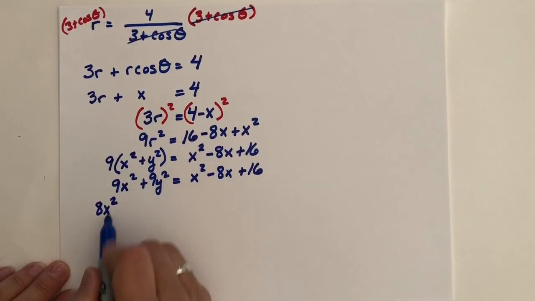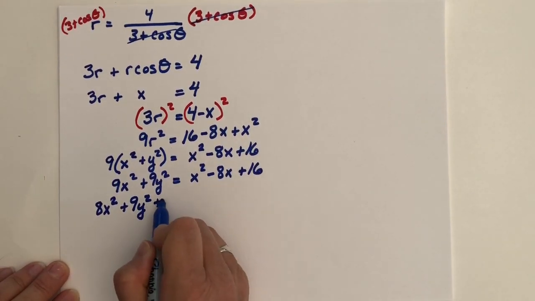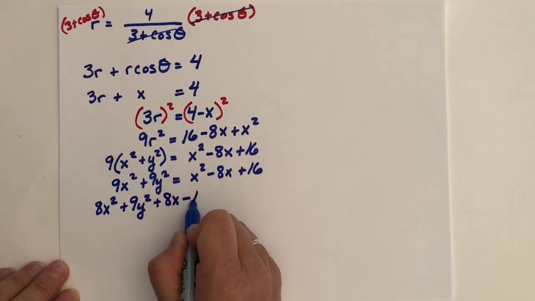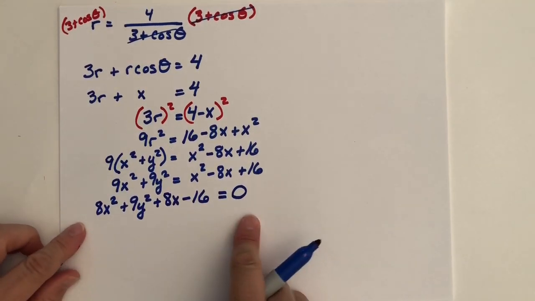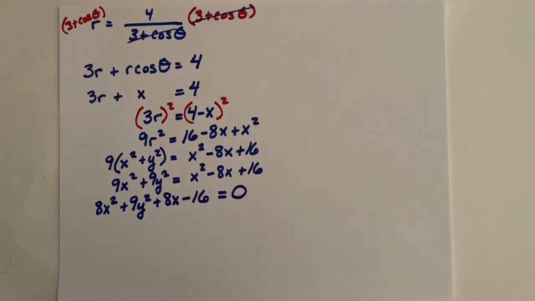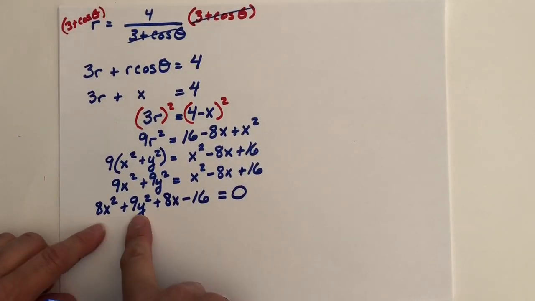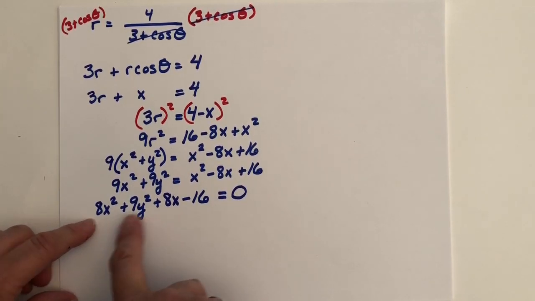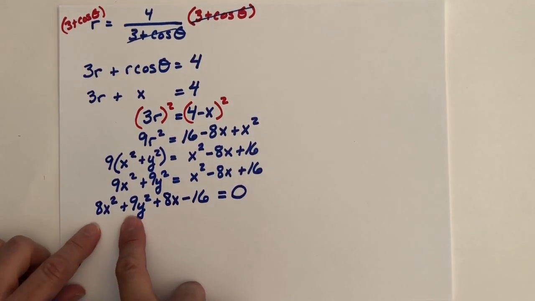We have the 9y squared still. We'll add 8x, and I'm going to subtract 16. And we just have it in this general form where this equation is set equal to 0. Do you recognize what it is? The signs on the x squared term and the y squared term are the same. But the values are different, so we don't have a circle, but this one is an ellipse.